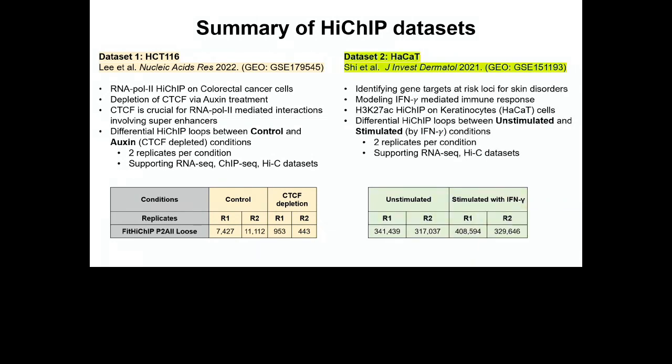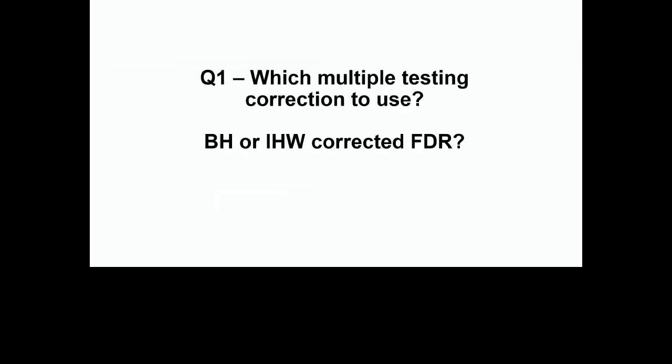The second data set was a study for skin disorders. Here, they want to model the interferon gamma mediated immune response in keratinocytes. So we call differential loops between unstimulated and stimulated conditions. For this one, we extract very similar counts, very similar amount of interactions between the two conditions and between replicates.